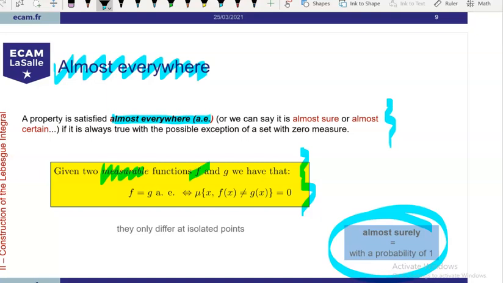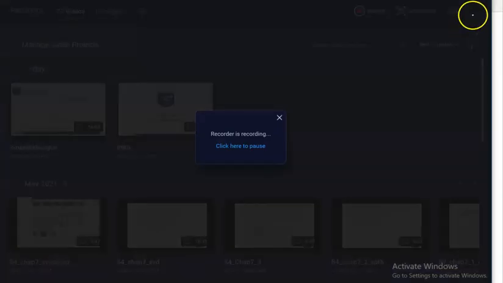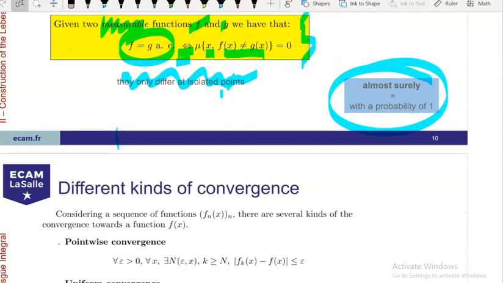So given two functions, we can say that f is equal to g, AE, meaning almost everywhere. What does it mean? It means that the measure of the set that contains the points x where f is not equal to g is equal to 0, right? So what does it mean to have equality almost everywhere? It means that they are equal everywhere except, maybe, at some isolated points. Okay, so that's this very important idea here. All right.